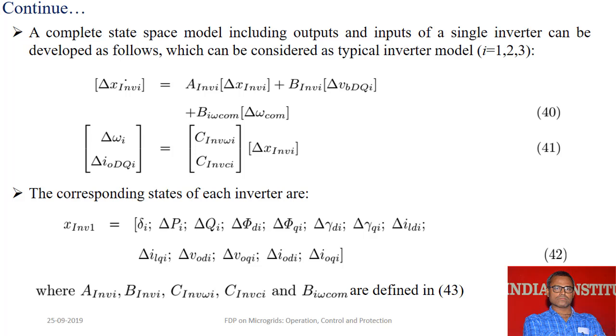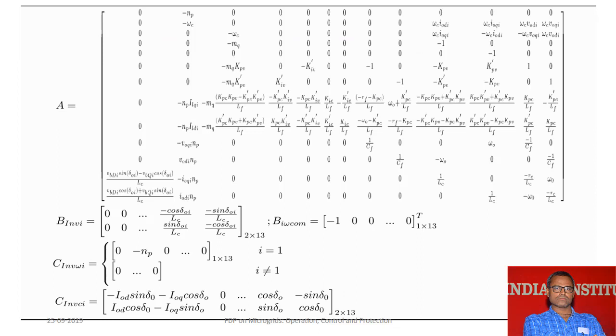Similarly, corresponding states of each inverter. So for each inverter, the states are delta, P, Q, and phi. All these are the states, right? So these are the plant matrix, output matrix, right? So the general state space model. So finally, these are the state matrices, and you can go through the papers. Already, I think Norris has published one paper in IEEE Access. You can go through that. The detailed model is there.